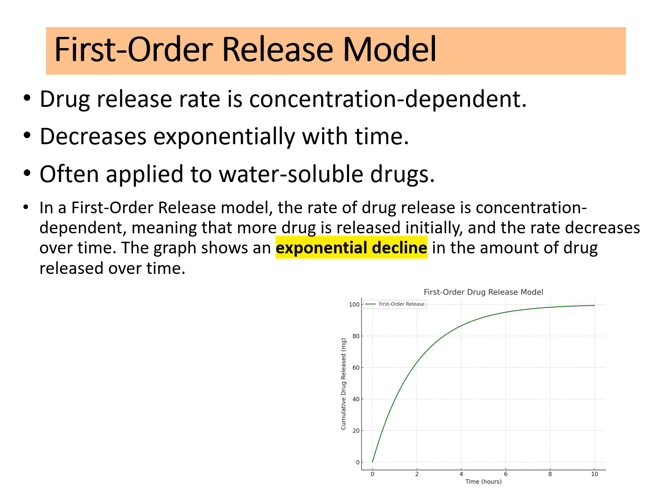So clearly it can be seen from the graph, which shows an exponential decline in the amount of drug release over time. So initially drug release will be faster and then it will decrease. This decrease is an exponential decline in the drug release.